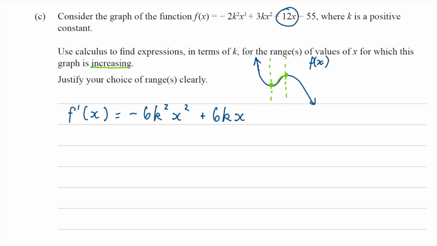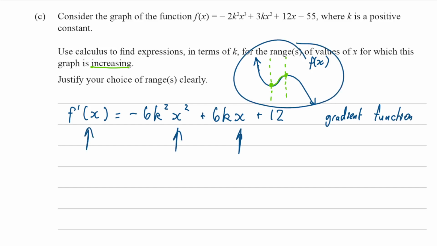And then the derivative of 12x is 12, right? Because if y equals 12x, for example, the gradient of that function is 12. It's the coefficient of x. And finally, the derivative of negative 55, the derivative of a constant, is 0, because its gradient is 0. So we don't need to write that. Awesome, so we have the gradient function, which tells us for a given input x, the gradient of the original function.